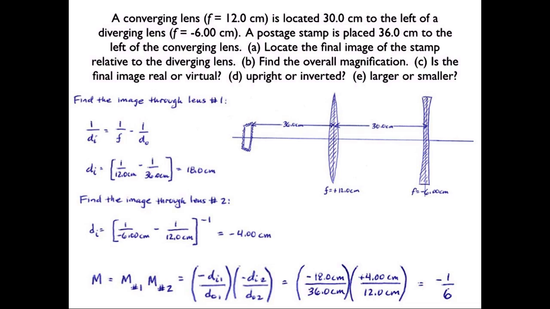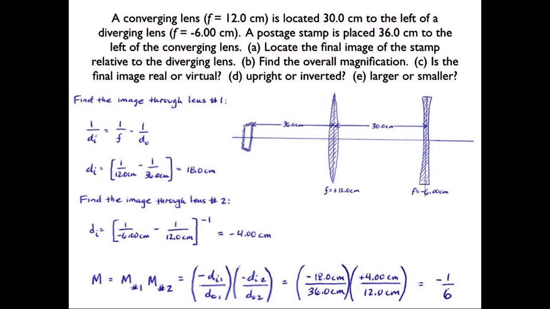So that's negative 18 over 36. That fraction is a half. And this one is negative of negative 4, so that's a positive 4 over 12. And that's 1/3, and 1/2 times 1/3 is 1/6. And the final answer is negative in terms of the magnification, which means if the stamp was upright in its original location, when my eye is over here on the right viewing it, it would be flipped upside down relative to that. Is the final image real or virtual?